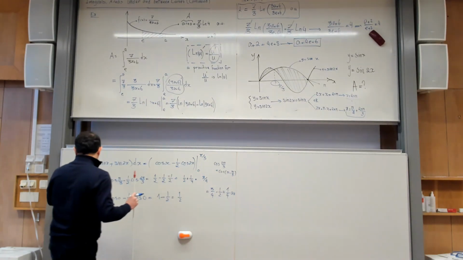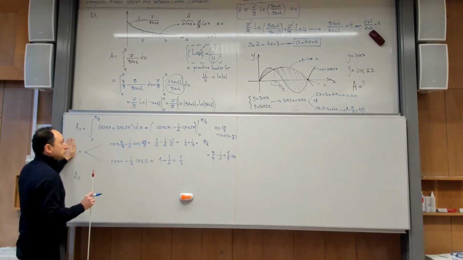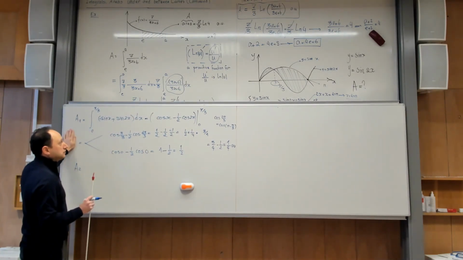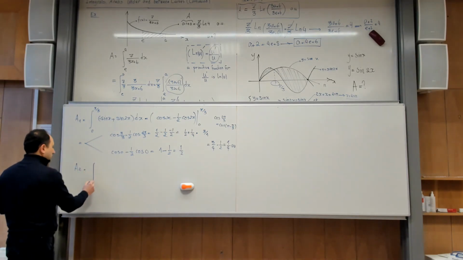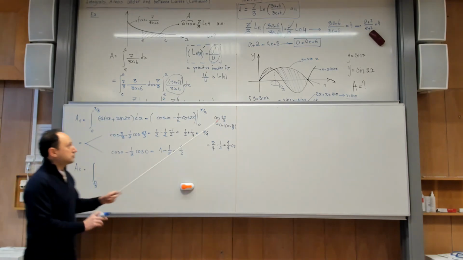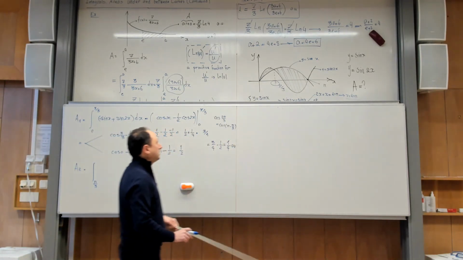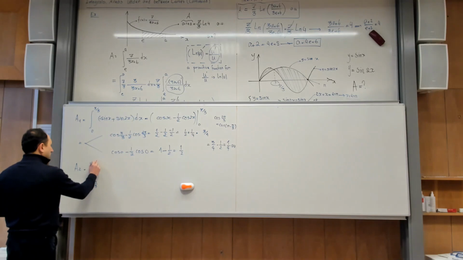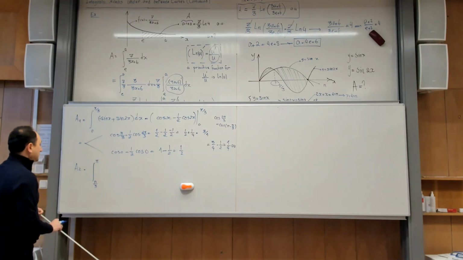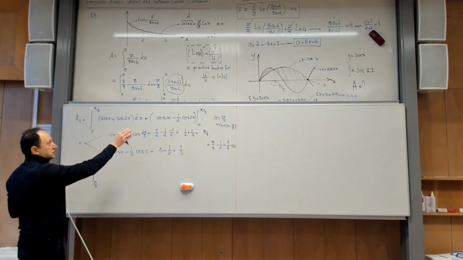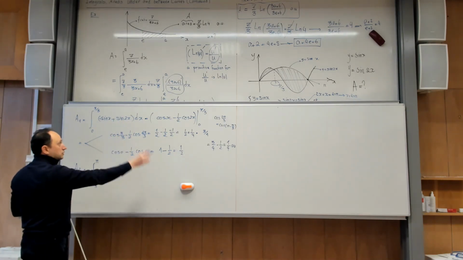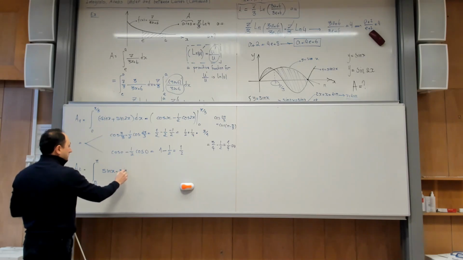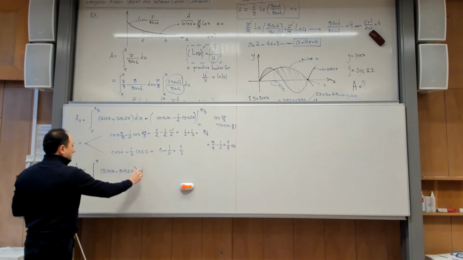Now area number 2 is the other way around. Okay? So area number 2 will be the integral. This time it starts from pi over 3 and goes to pi. And then I will have the top function. This time the top function is sine x. The lower function is sine 2x, and then dx.